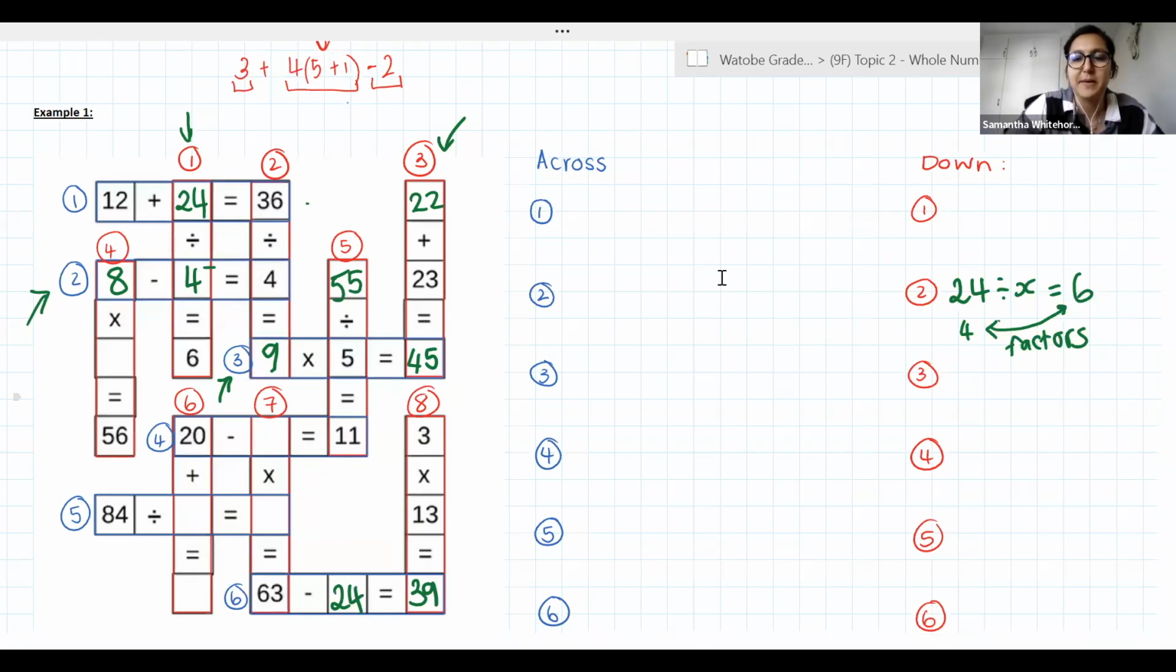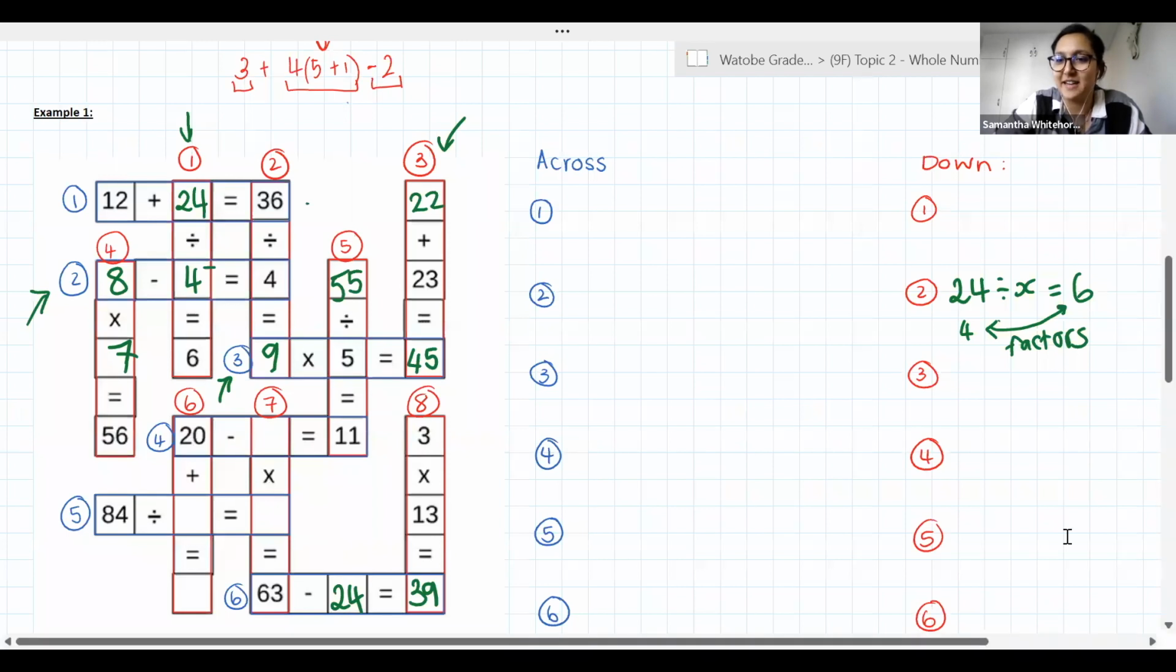Spiwe, do you want to give me one? Spiwe, are you there? There we go. I'm not sure about the answer for number 4 down, ma'am. I think the answer is 7. Excellent, well done. 8 times 7 is 56. Very nice, well done. Okay, we're getting there, guys. Very, very nice. I'm trying to not pick on the same people.